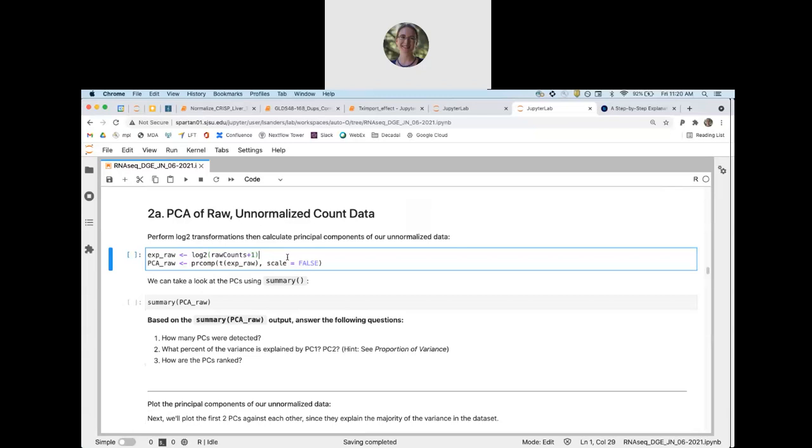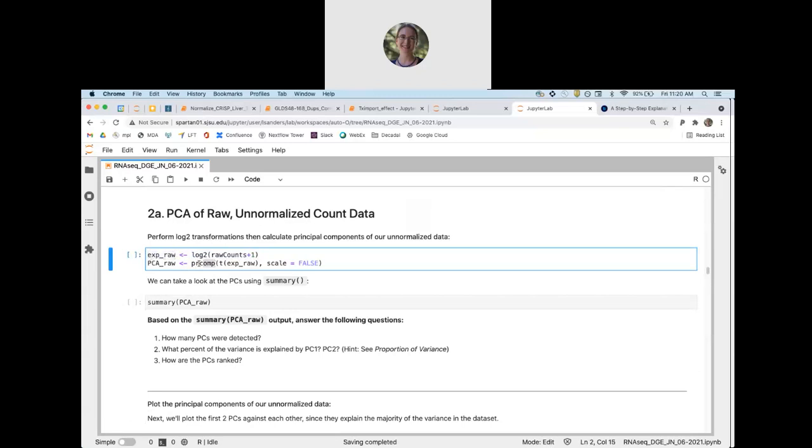So we take the log because we noticed the huge spread in values all the way from 1 all the way up to 20,000. And if we do a log transformation, that brings the data into the same ballpark, so it's easier to visualize. So we're going to take the log of our raw counts data frame and then pass that into a variable called exp_raw.